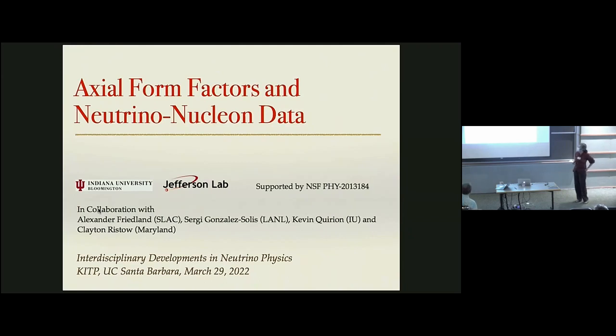So this morning I will talk about how to relate the axial form factor data from lattice QCD. We already had 3 talks on it to Neutrino-Nucleon data. And this afternoon you will see the experimental part of this. This is a work in collaboration with Alex Friedland, that everybody knows here, Sergi Gonzalez Solis, that was postdoc in my group and now moved to Los Alamos, Kevin Kirian, that is the main part of his thesis at Indiana University, and a student that is now in Maryland, Clayton Risto.